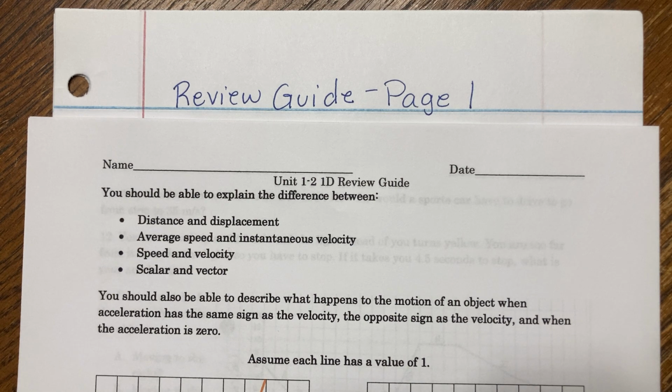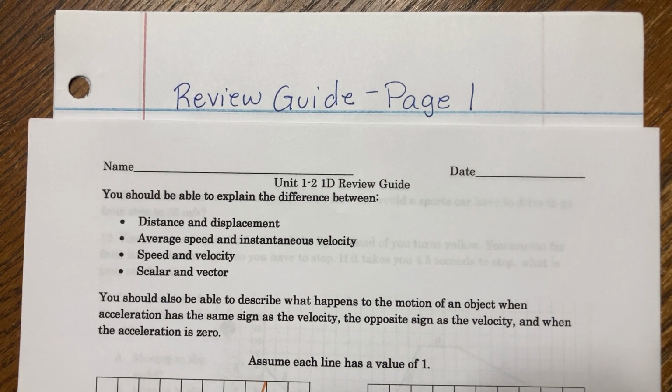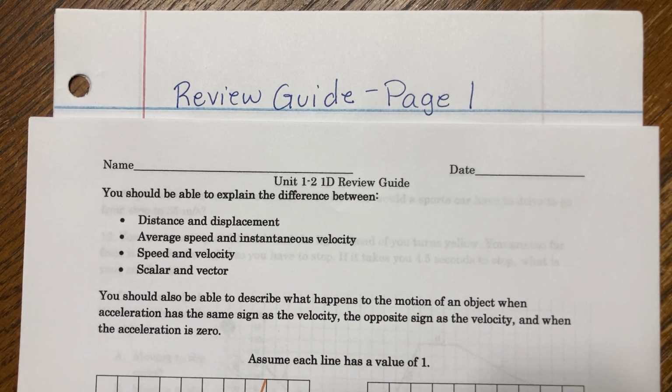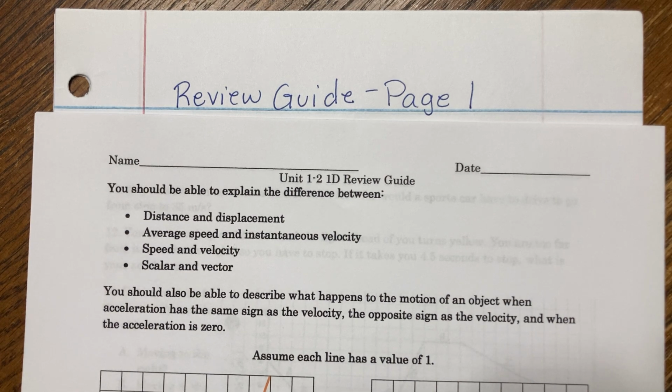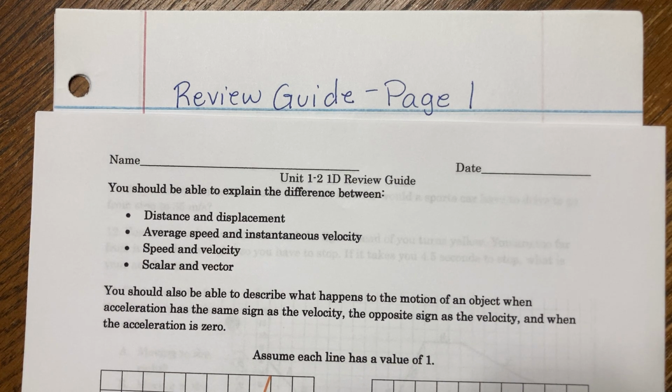The difference between average speed and instantaneous velocity. So average speed would be over a period of time. It would be your total distance and your total time. And then the instantaneous velocity would be at any particular moment in time, which would be like a speedometer on your car. So that would be your instantaneous velocity.